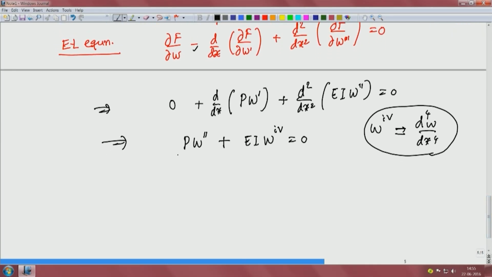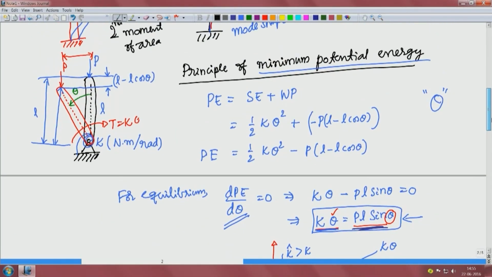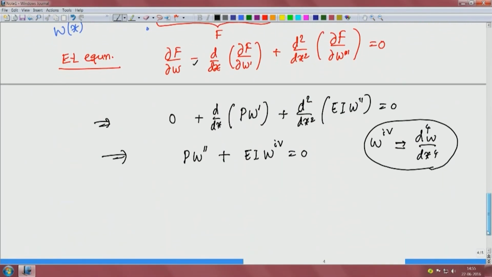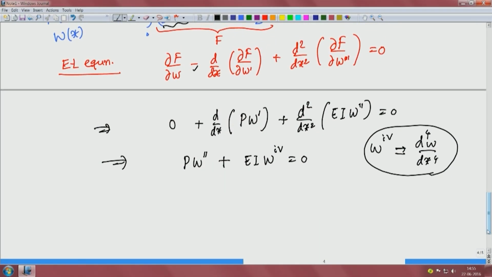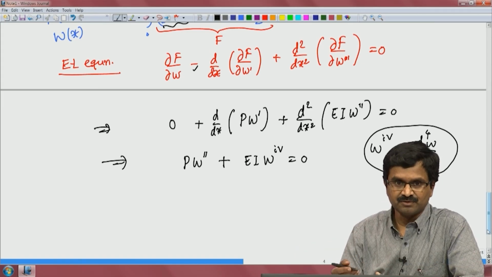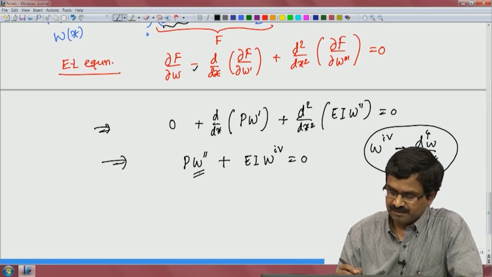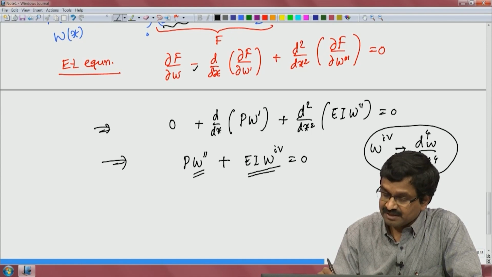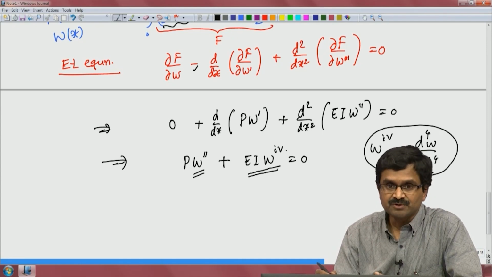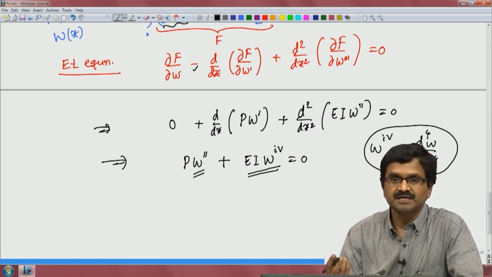Now, this is the governing equation for the column when there is a P. Similar to what we had gotten for a simple bar such as this, kappa theta equal to PL sin theta, what we have here is similar: P w double prime plus E I w fourth derivative equal to 0. Now, from this equation we can get the Rayleigh quotient, from which we can get the buckling value and eigenvalue problem. Because in an eigenvalue problem, if I take w double prime, a differential operator is being acted on it, two derivatives you are taking, you are getting back w double prime, that is the nature of the eigenvalue problem.